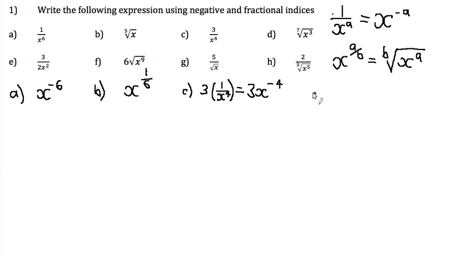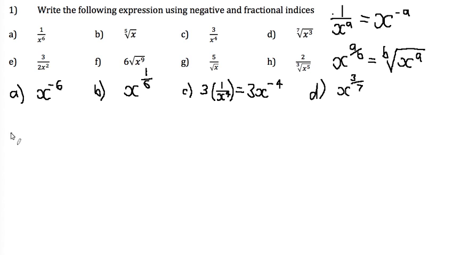Finally, d on the top row. So d, it's a root, so we're going to deal with a fraction. The numerator is the power of x, the denominator is the root, so we get x to the power of 3 over 7.